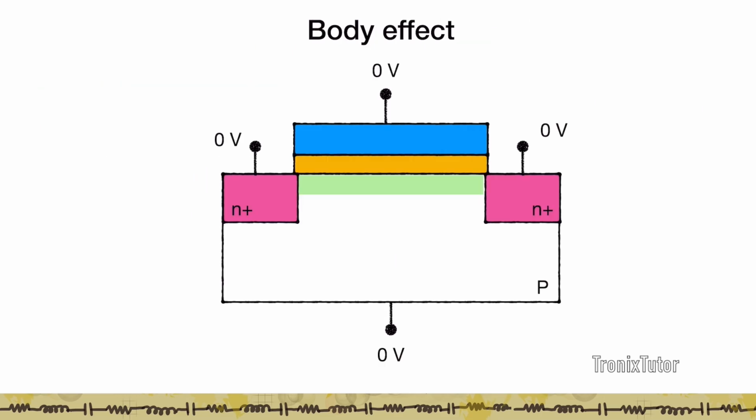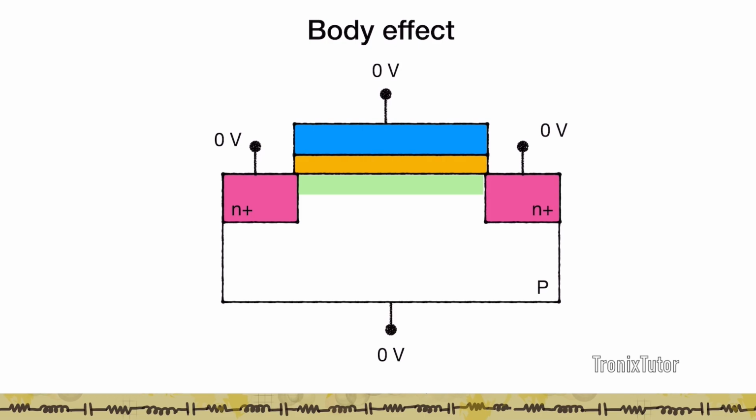The other topic we want to think about is the body effect. So far when we've looked at the transistor, we have looked at the case where the source and the substrate were both at 0 volts. Now what will happen?